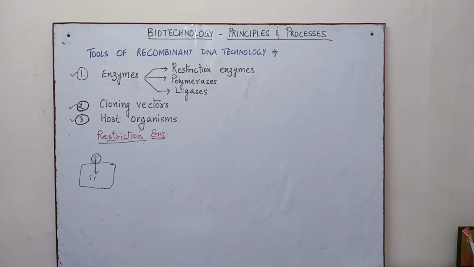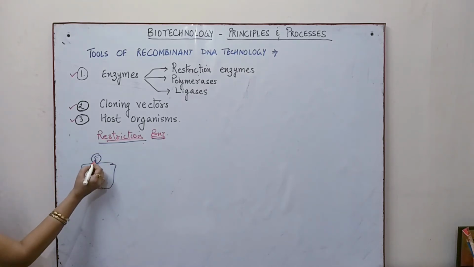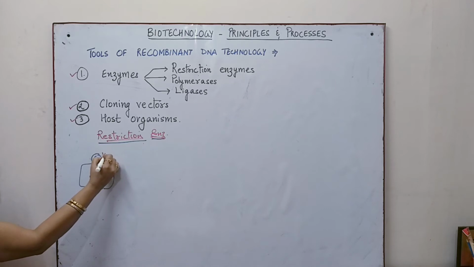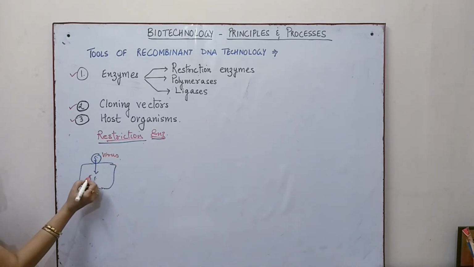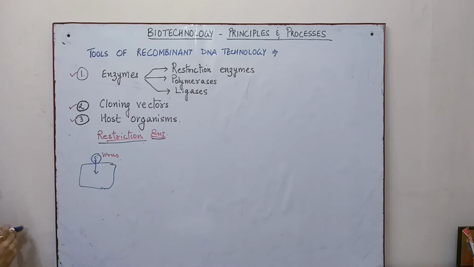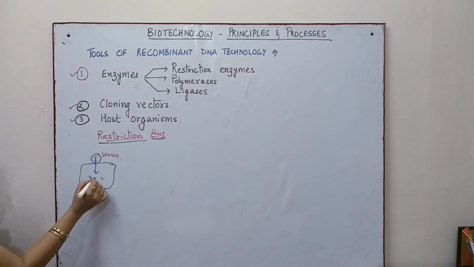Now what happens when a phage enters the bacterium? It injects its DNA into the bacterial cell so that it might be replicated. Now the restriction enzyme prevents the replication of this phage DNA by cutting it into many pieces. So when the DNA of this virus enters, it is cut down into pieces, and as a result it is not functional anymore, or it will not be able to replicate itself, thus preventing the infection.